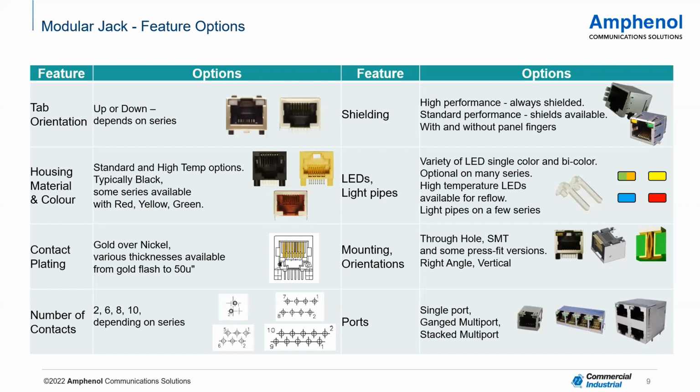It can be as low as a 0.03 microinch, which is a gold flash, or you can have as high as a 50 microinch. Then the number of contacts and the number of positions, which define whether you want an RJ11 or an RJ25, or you want an RJ45 or RJ50. The shielding options, you can have multiple shielding options with the tabs, without the tabs. Also the material of the shielding, you can have bronze, you can have stainless steel.